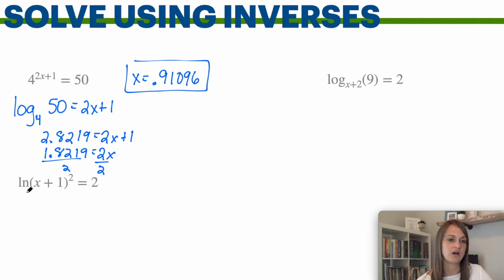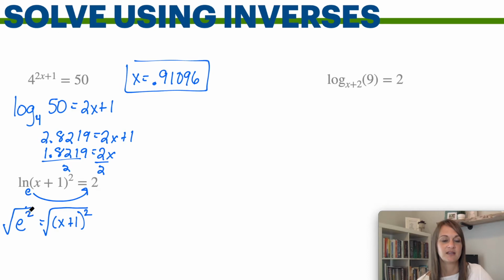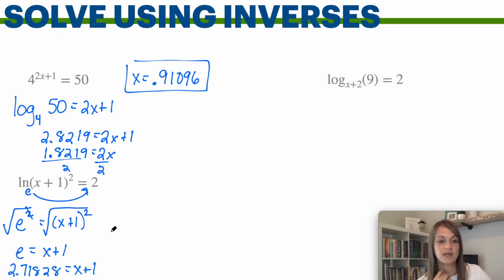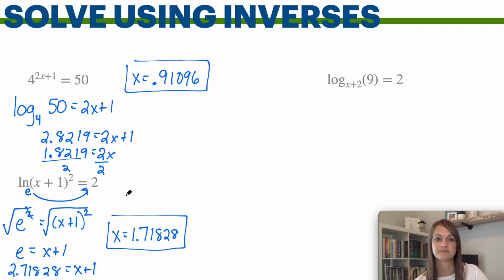Next, you have a natural log. Remember, the natural log is represented by a base of e, so we're going to go e to the second power equals x plus 1, also to the second power. So technically, if I take the square root of both sides, I will get e equals x plus 1. So e represents 2.71828. So if I subtract 1, I should get 1.71828 as my final answer.